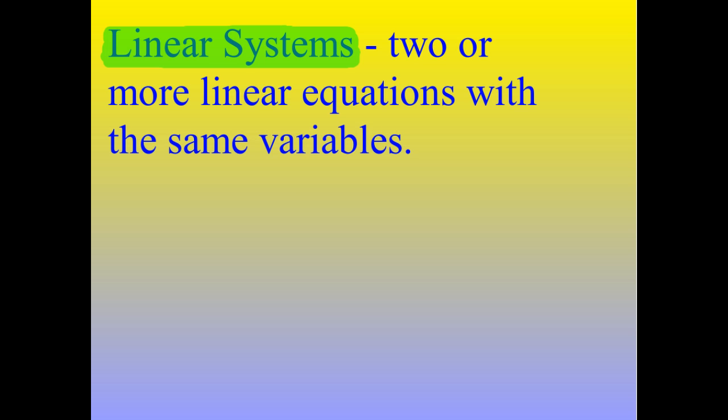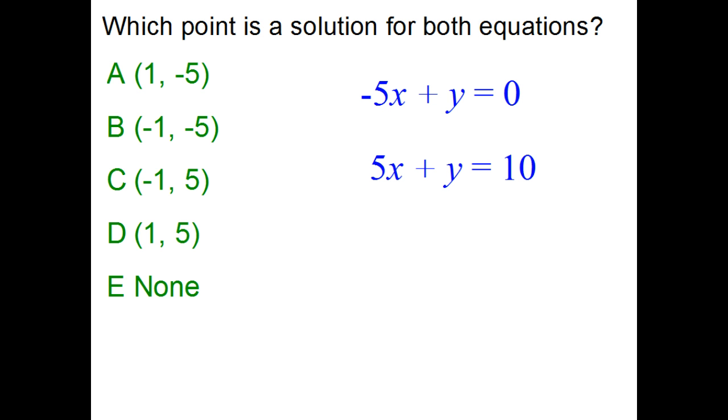All right, first, what is a linear system? It's when we have two or more linear equations with the same variables, okay? Meaning that the variables are going to represent the same items in both equations. And in this case, we're going to plot them both on the same graph. So let's first talk about what the solutions are going to look like and what they mean, okay?